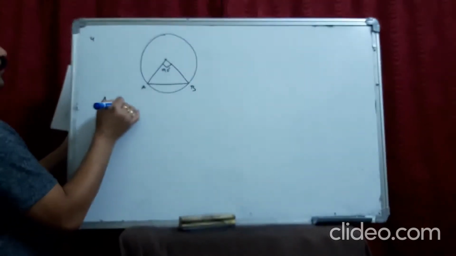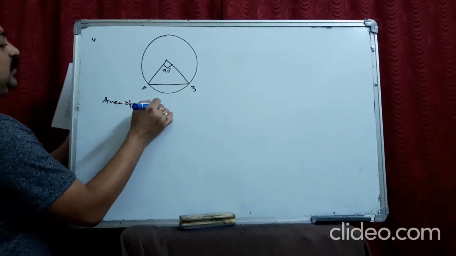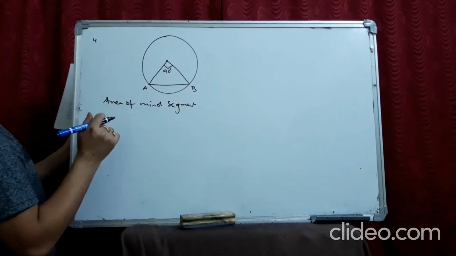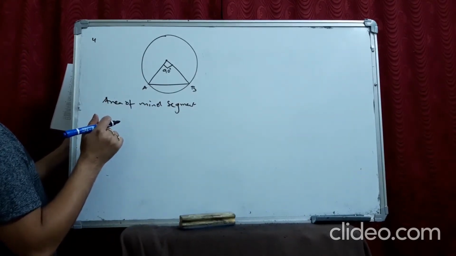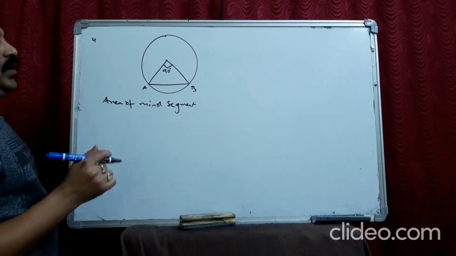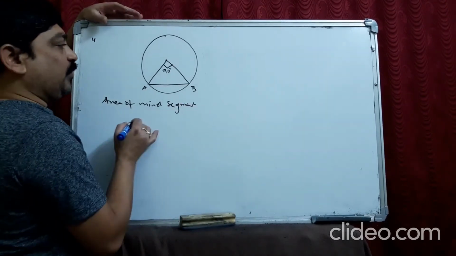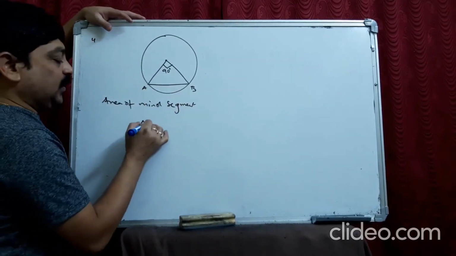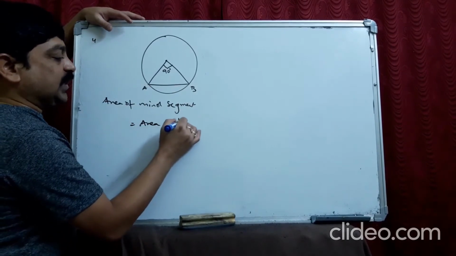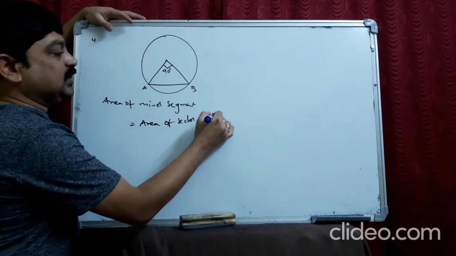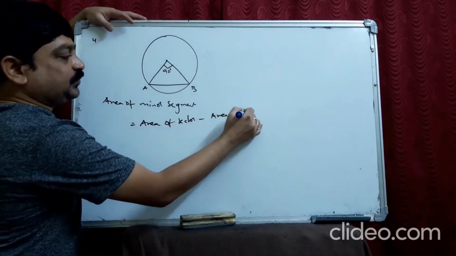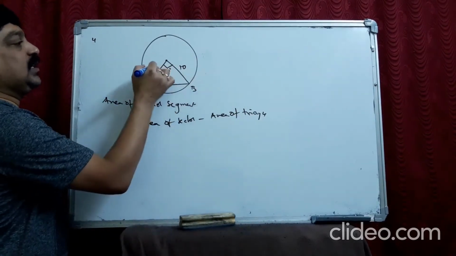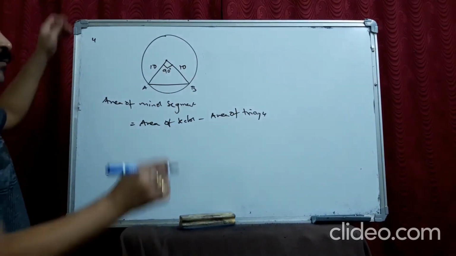Area of minor segment. This segment. Okay. Now look here. To find out area of a minor segment, this part, how to get? You can get it like area of a sector minus area of a triangle. You are told that this radius is 10 centimeter.